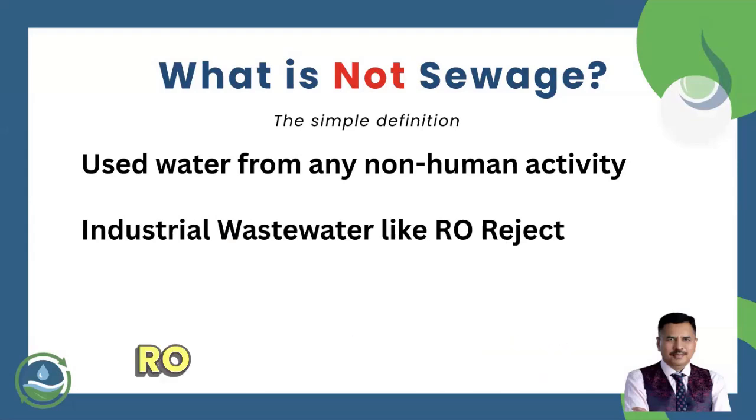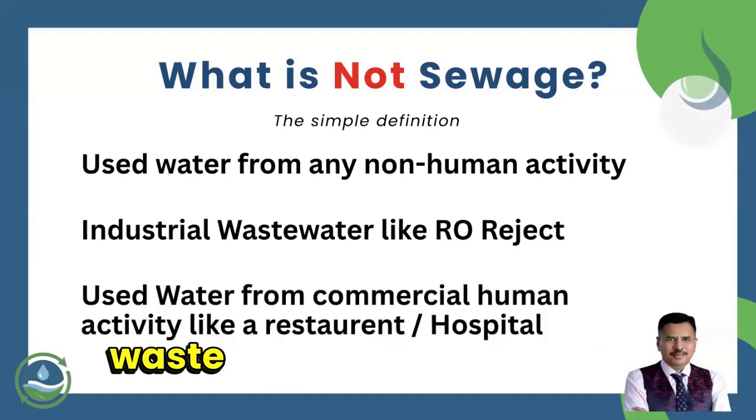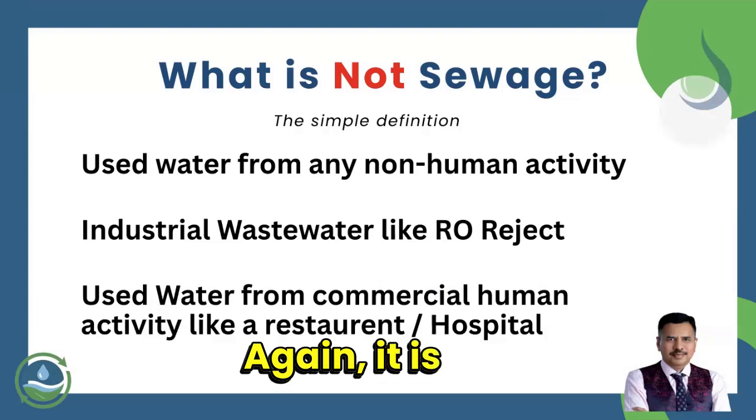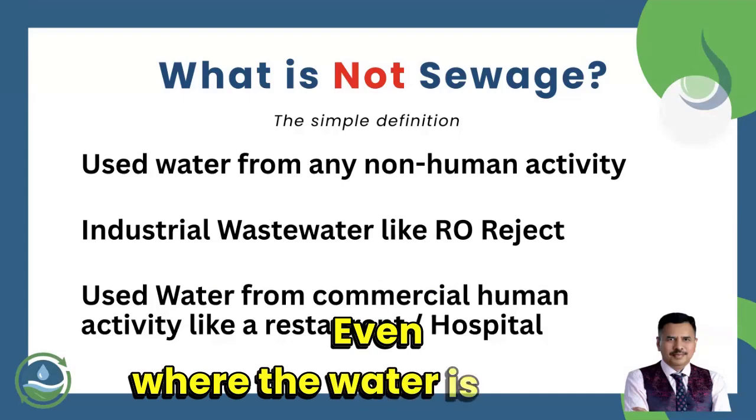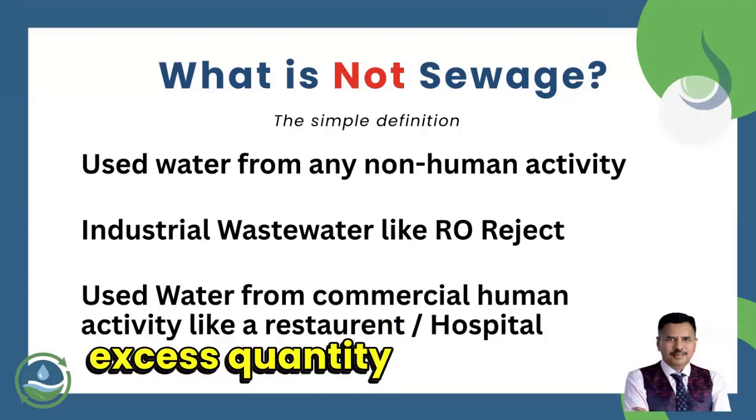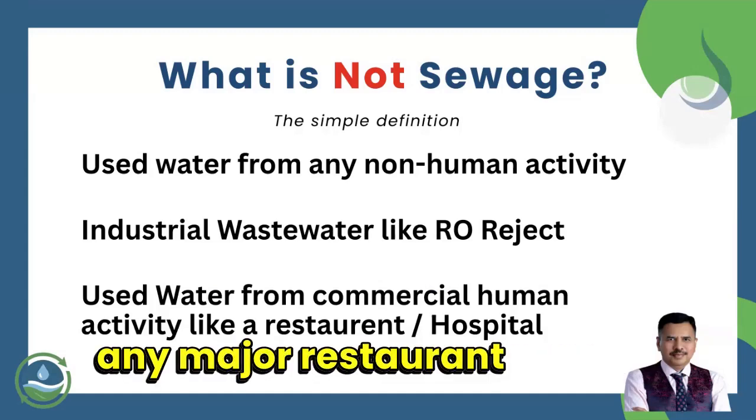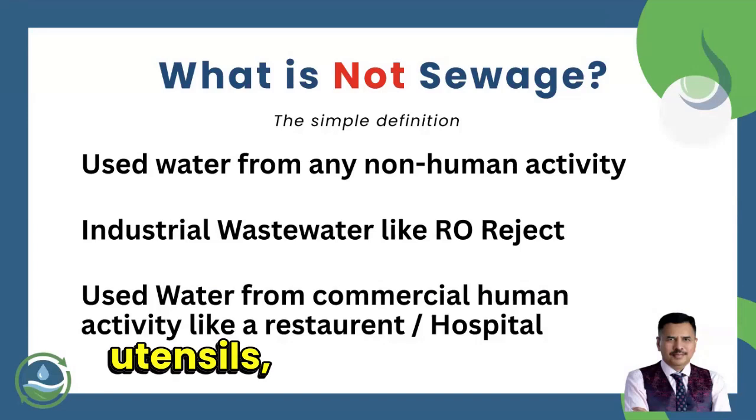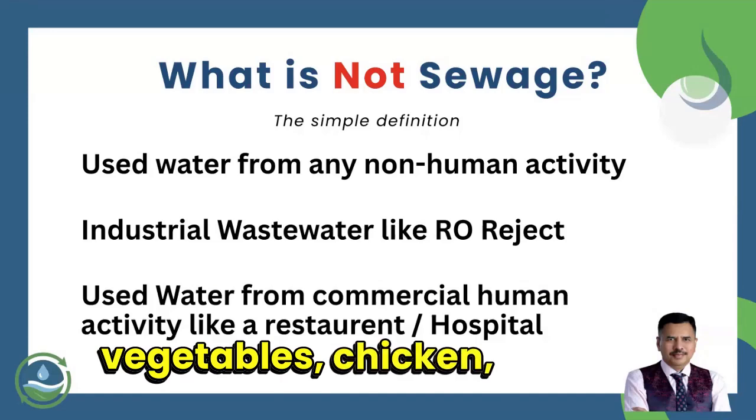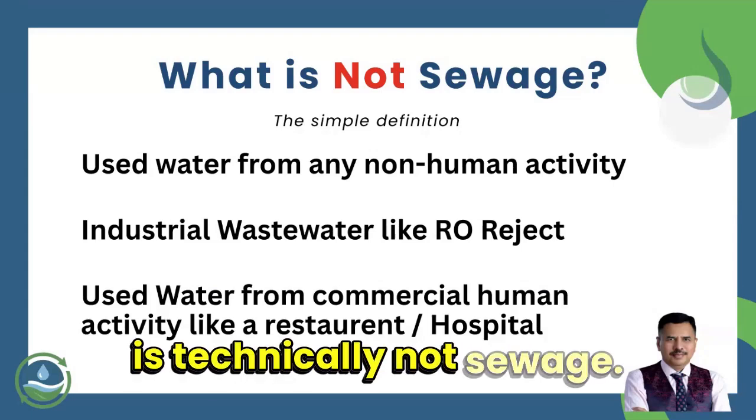Like RO reject. RO reject is not a sewage. It is an industrial process waste. DM plant wastewater. Again, it is not a sewage. It is industrial process wastewater. Even where the water is used in excess quantity, like the kitchen in a restaurant, any major restaurant uses a lot of water for washing of utensils, for washing of their food products like rice, vegetables, chicken, mutton, all these things. So all that water is technically not sewage.